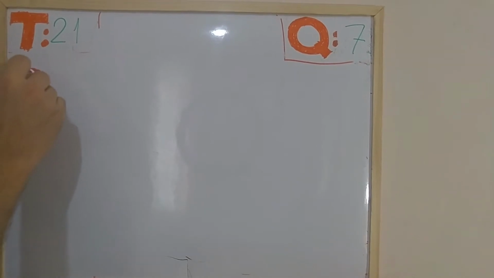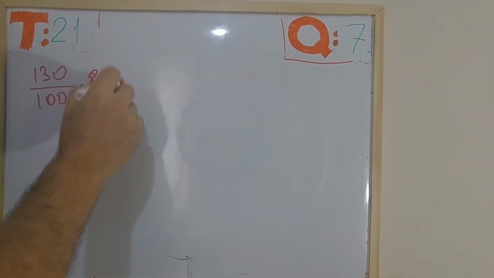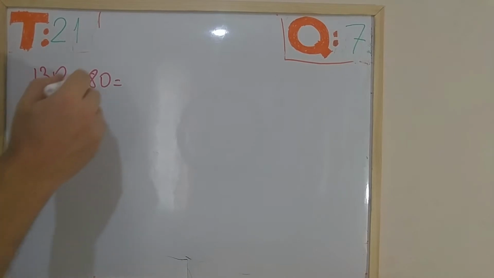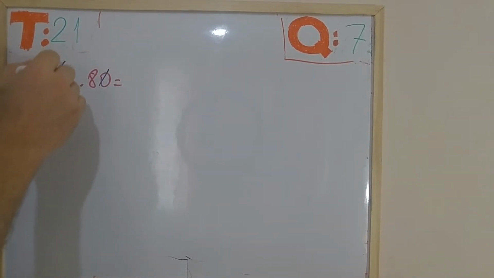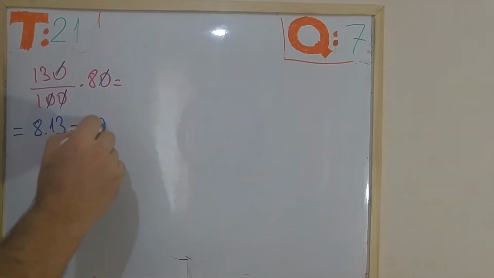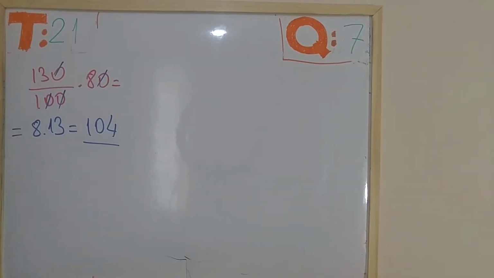Let's find out 130% of 80, which is equal to, let's make the simplification first. This 0 is gone with this one, gone with this one, so I have 8 times 13 left, which is equal to 104. Therefore, 130% of 80 is equal to 104.